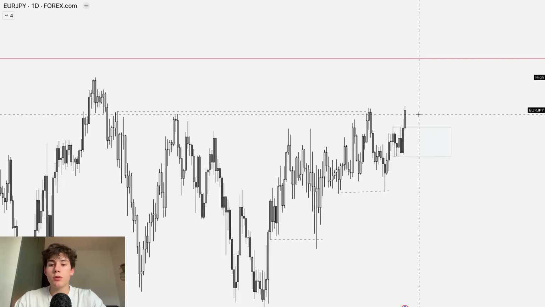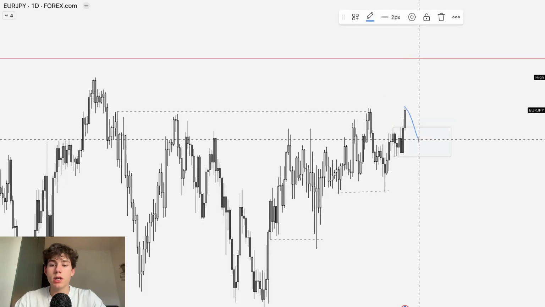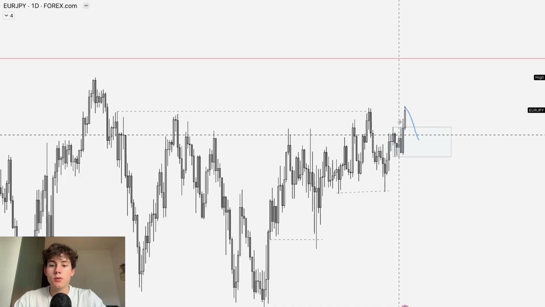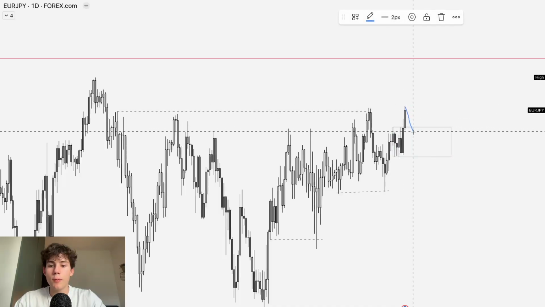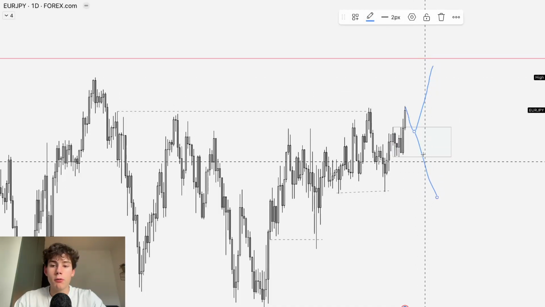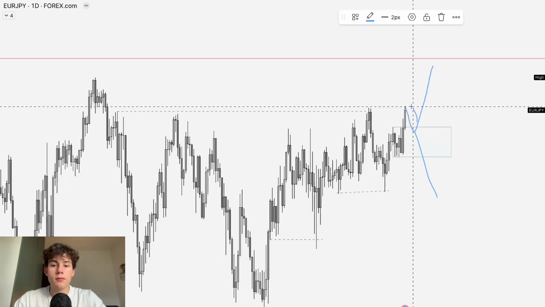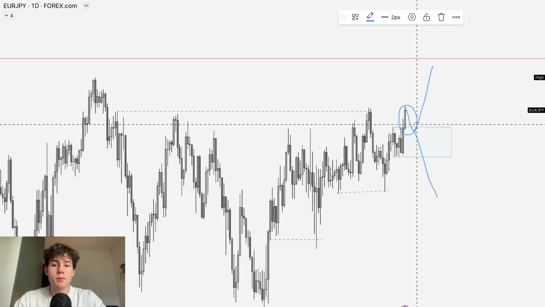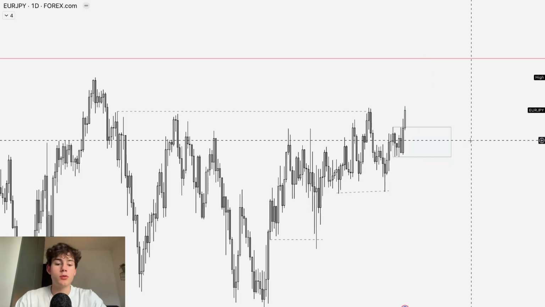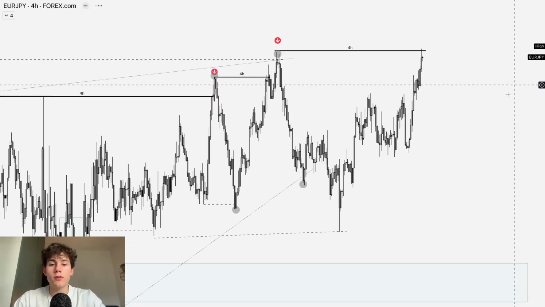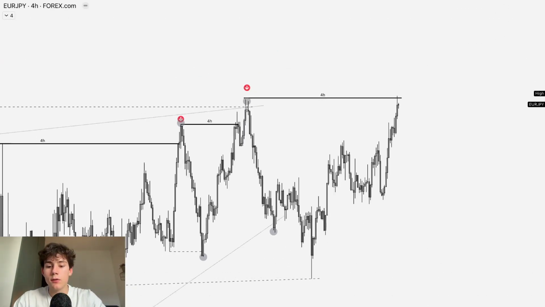That's definitely possible. So I'm looking for a small short setup towards this demand, because we could definitely see this move, then either trade up higher or down lower. But the move that we could at least expect is this move down lower. So I'm going to wait on a 4-hour time frame in order to take a possible short setup in towards what?